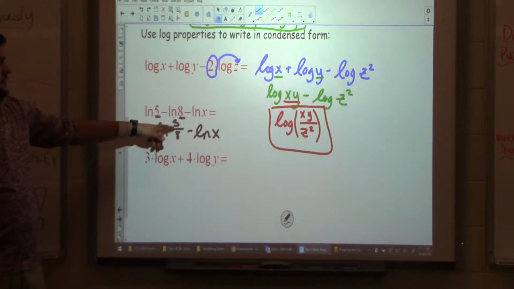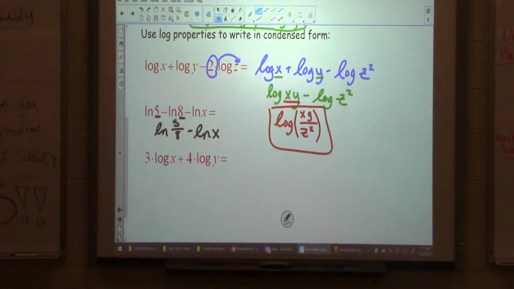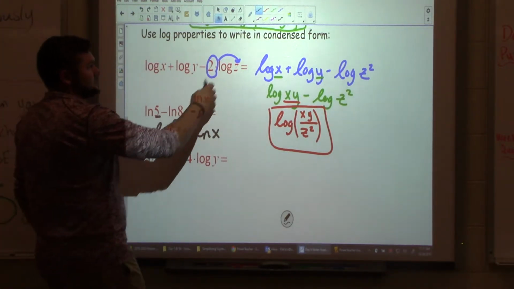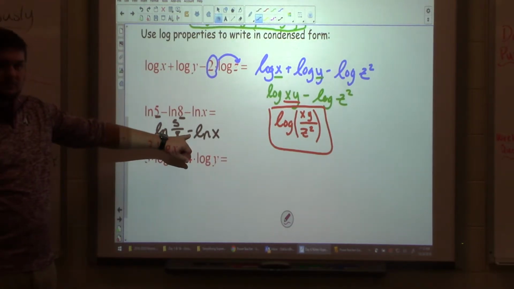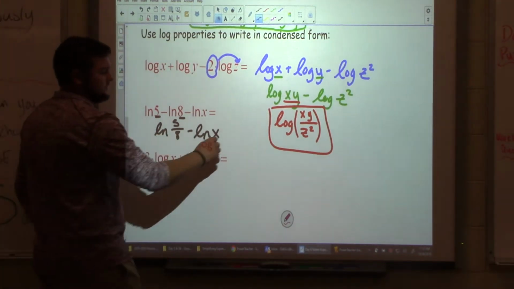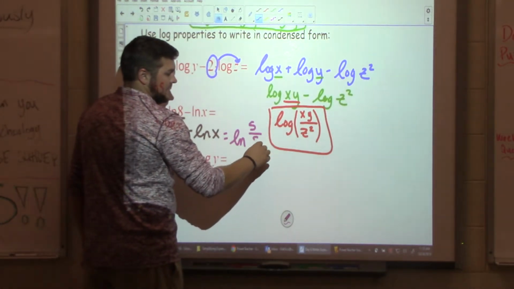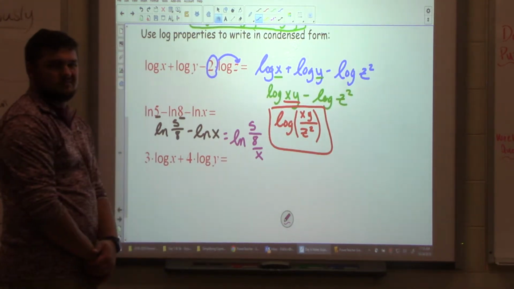Now, does 5 divided by 8 give us a nice number when we do that? No, so do you think I should leave it as a rounded decimal? No, leave it as a fraction. If it's not a nice number, leave it as a fraction. Alright, well what's this other subtraction going to turn into? Division again, right? Subtraction turns into division. So it becomes natural log of 5 divided by 8 divided by x.